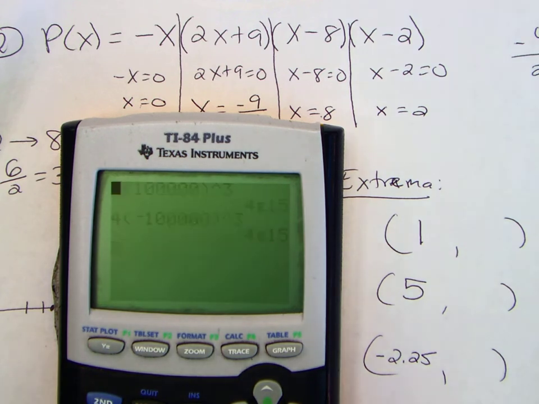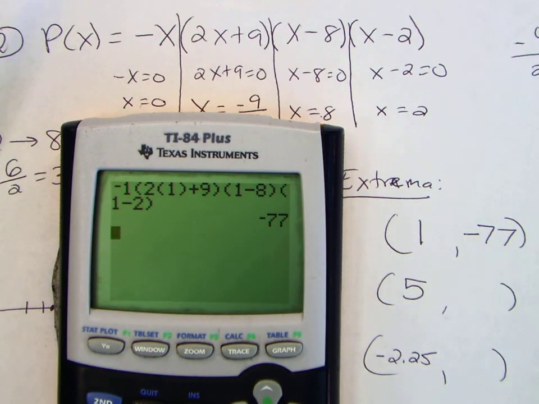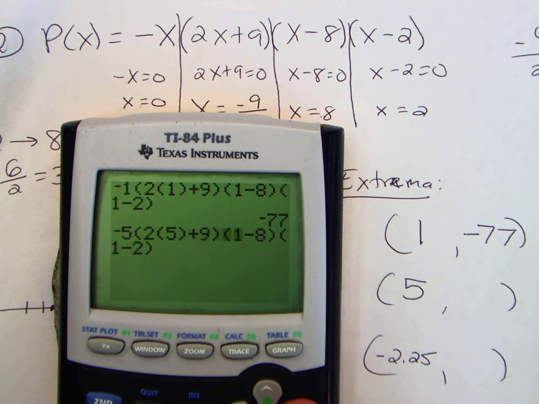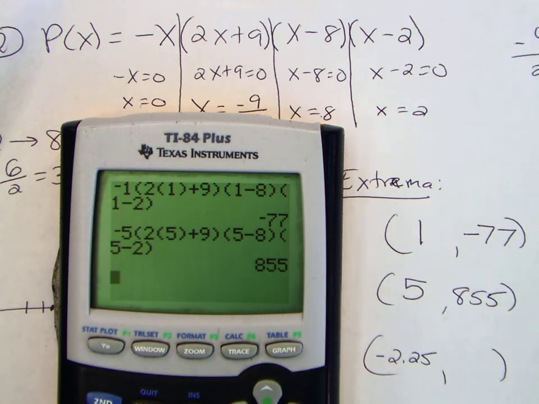All right, so I'm going to replace all my x's with 1. So negative 1, 2 times 1 plus 9, 1 minus 8, and 1 minus 2. Let's see what we get. Negative 77. Now I'm going to do the same thing, but I'm going to replace it with 5. Now, here's a little trick. If you hit second enter, the whole thing comes up. So I'm going to go through and replace all my 1s with 5s. It's a little faster because I'm lazy. 855. Whew, that's big.